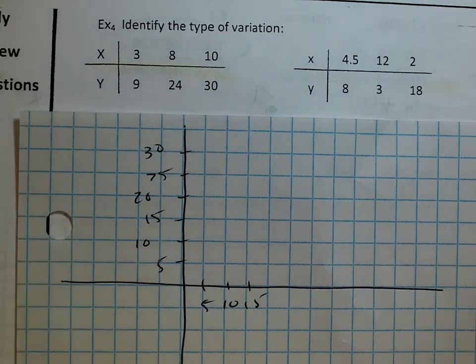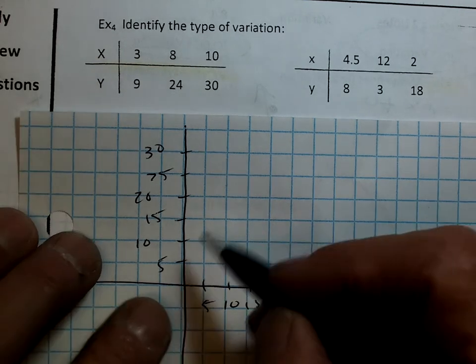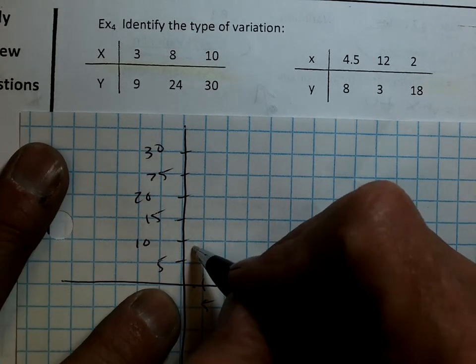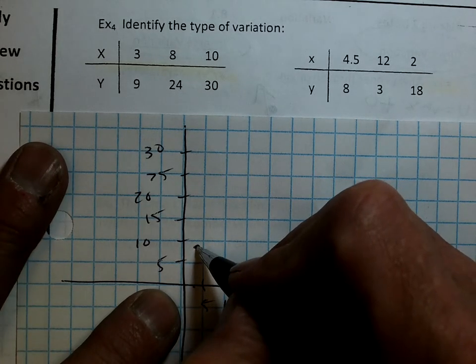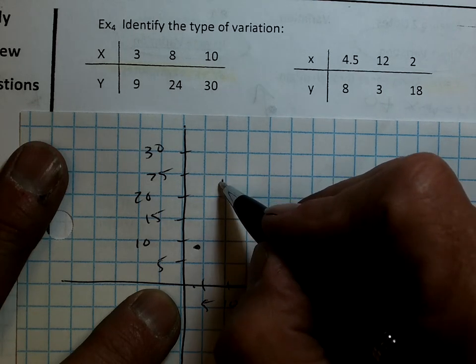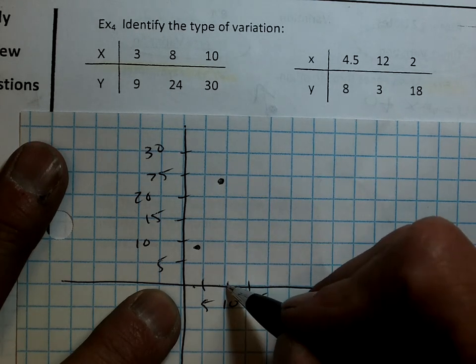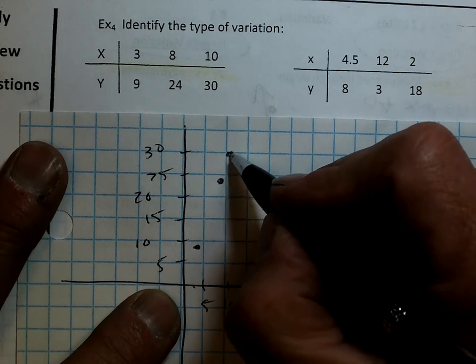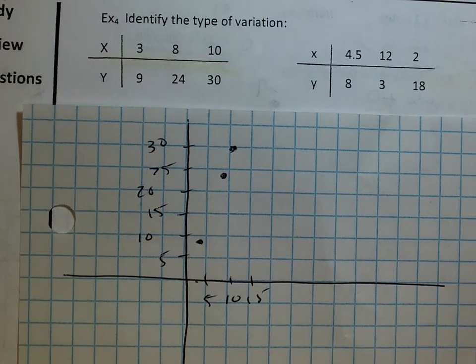Okay, so there is one way to do this. I think the easiest way is to graph it because you can see it. So I'm going to have a point at 3, 9, which is about there. I'll have a point at 8, 24, which is about there. And 10 and 30, which is about there, okay? What do you notice about those? I've already connected the dots. What can you tell me about the line?